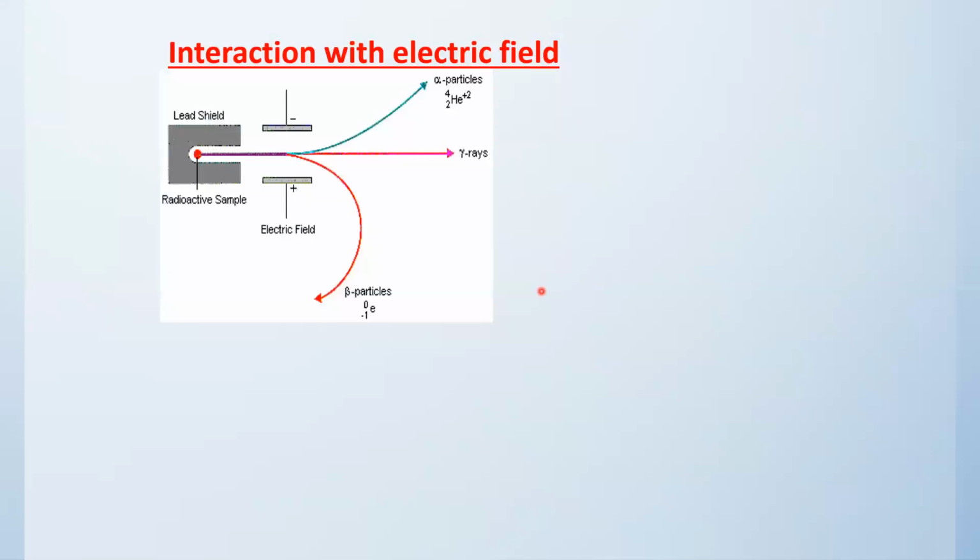Now, interaction with an electric field, because these are charged particles. Alpha particles are positive, so they are attracted towards the negative plate. Beta particles are negative, so they are attracted towards the positive plate, and gamma does not have charge, so it will pass straight. And one more point you have to keep in mind: the deflection, or curvature, of beta is more than alpha, because beta has a small mass, so it can deflect more. Alpha has a large mass, so it will deflect less, it is difficult to deflect.